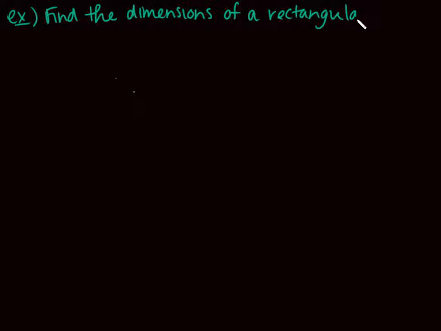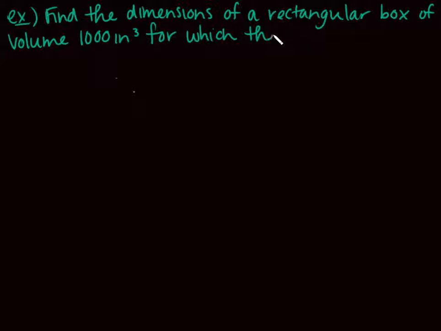So let's do an application problem. Find the dimensions of a rectangular box of volume 1,000 inches cubed. And I'll probably just set this up for you and let you finish it up because I think I'm probably losing you a little bit. For which the sum of the dimensions is minimized. So this one's a little tricky.